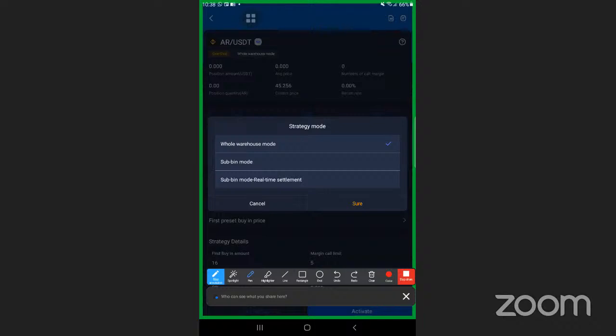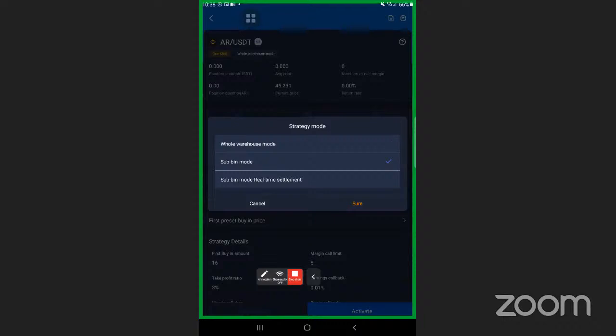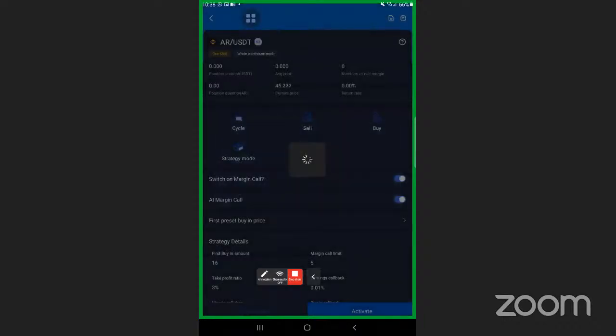So for Buran, activate sub-bin mode. So we are activating sub-bin mode. We click show.